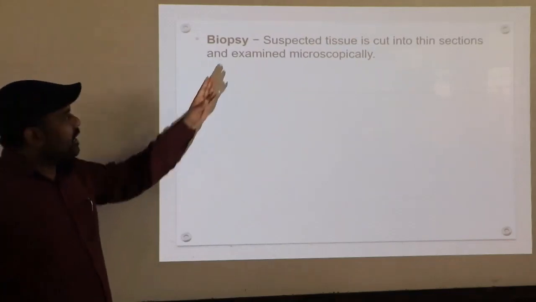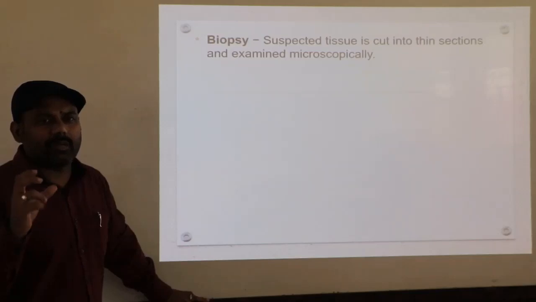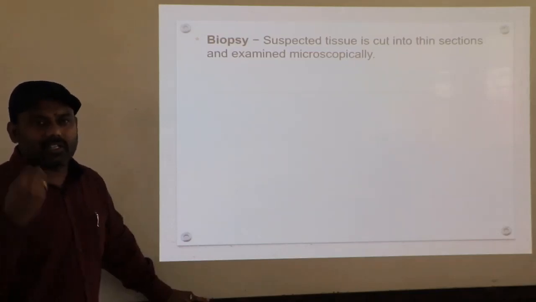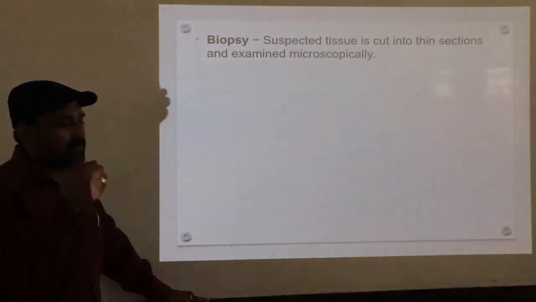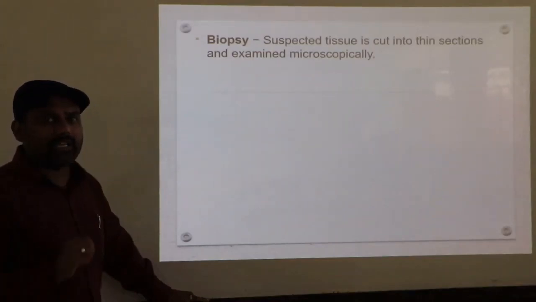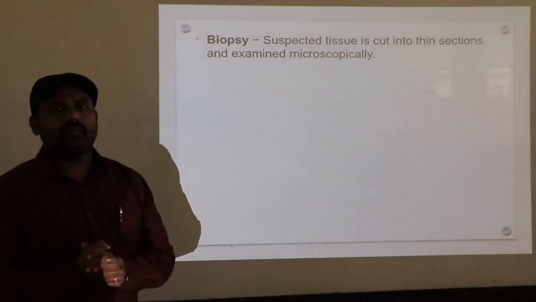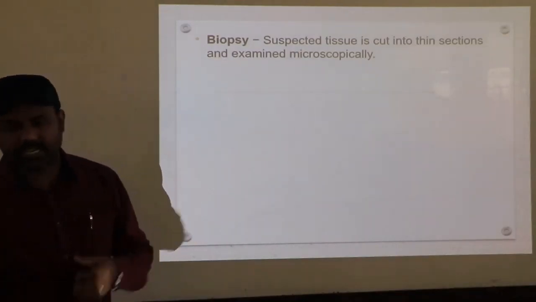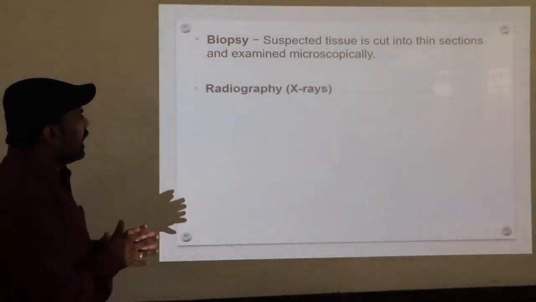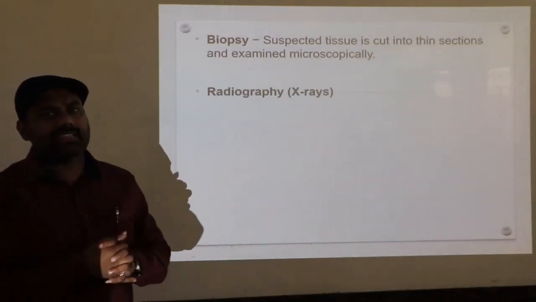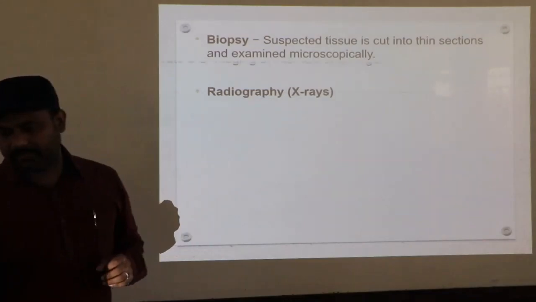Next one, biopsy. As I told you, the suspected tissue is cut. It may be lungs, it may be stomach, it may be liver. Whichever organ is suspected of cancer, a small part is cut, thin sections are taken and examined in the microscope by staining procedure. Staining means adding some colored agents. Then radiography, which makes use of X-rays. Radiography means we can diagnose the cancer by making use of X-rays.